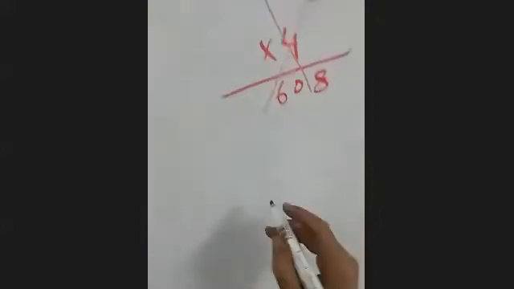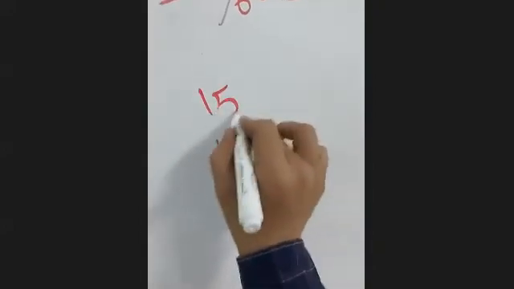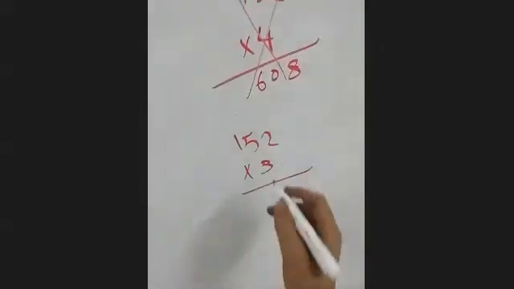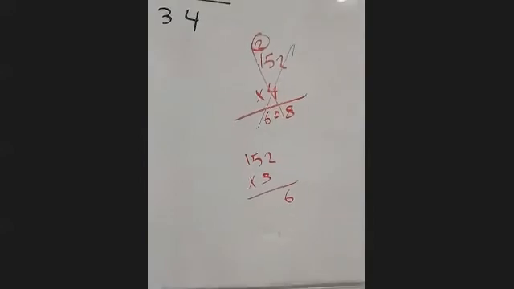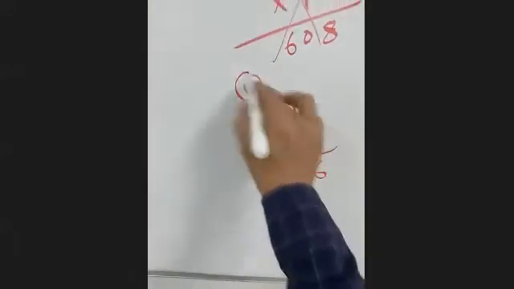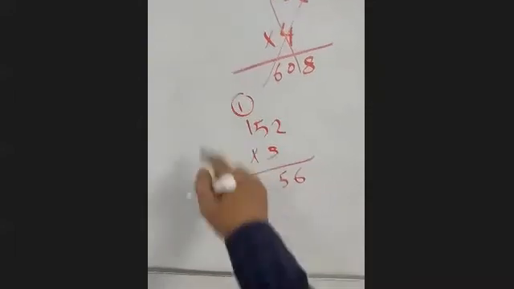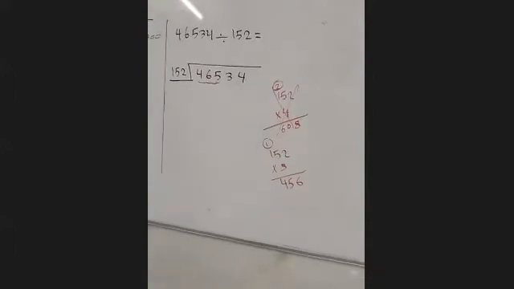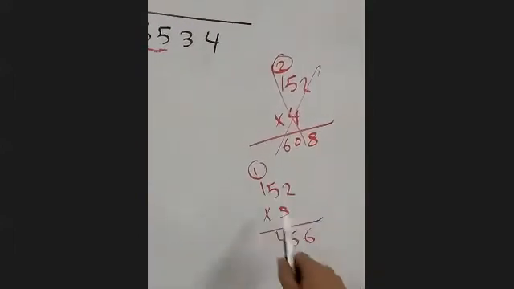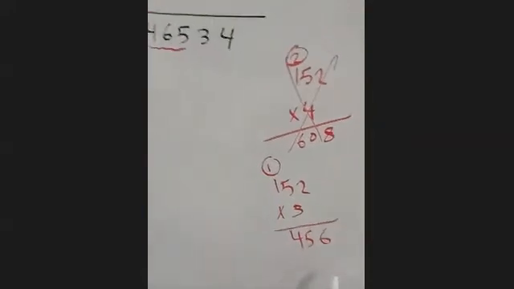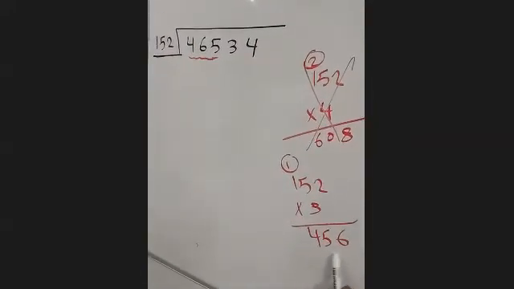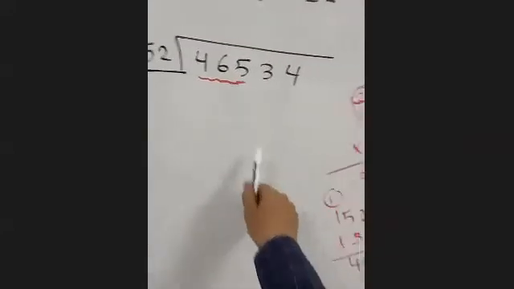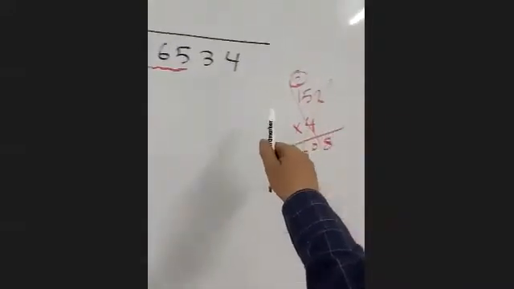I will go smaller to 3. 3 times 152. Guess, check, then look here. 3 by 2, 6. 3 by 5, 15. 3 by 1, 3, with 1, 4. What I have here is 456, and 465. This number is smaller than this number, and the 4 gives bigger.